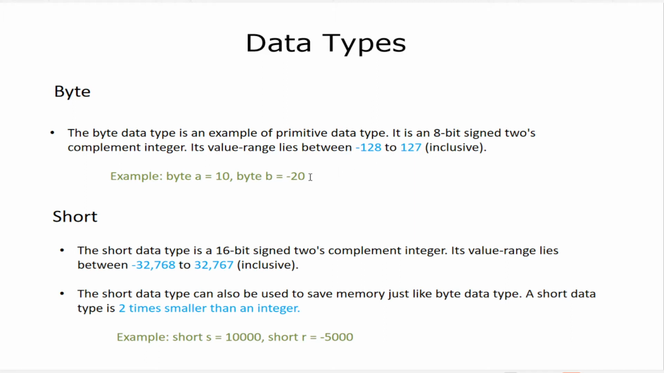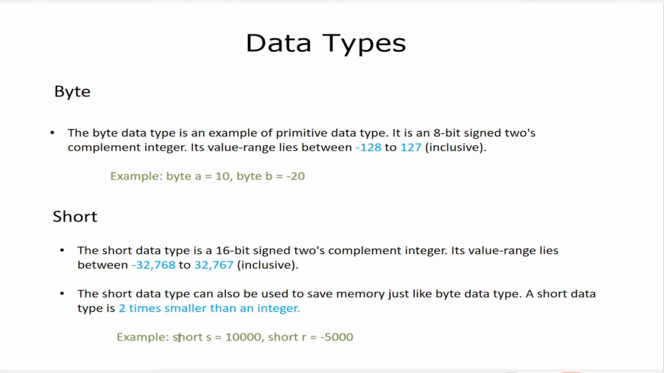So let's say you want to declare byte A 128, it doesn't work. So moving on, if you want to declare the value 128, you can use short. So the short data type is 16-bit signed 2's complement integer. Its value lies between -32,768 and 32,767 inclusive.